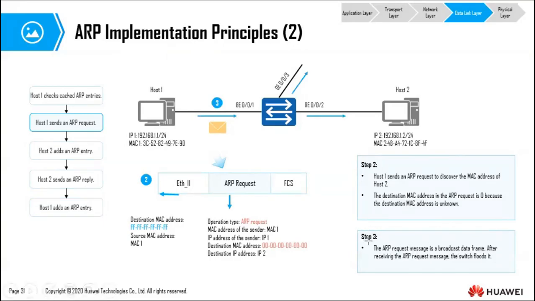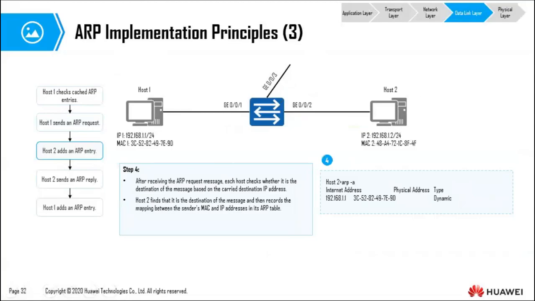Okay, so here they're just saying the ARP request message is a broadcast data frame. After receiving the ARP request message, the switch will flood it. Please understand this. That action of a switch receiving a broadcast message and sending it out through all other interfaces that are connected to that switch, other than the interface that received that broadcast message, is normally called flooding. It's normally called what? Flooding.